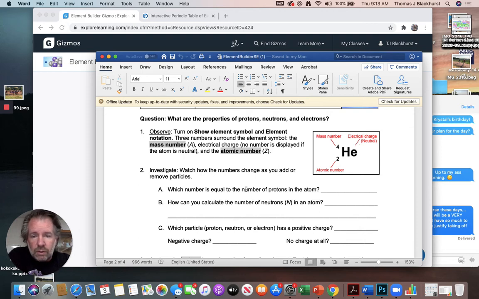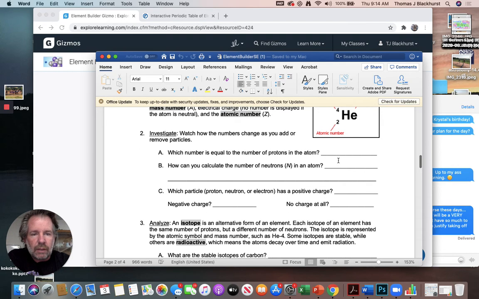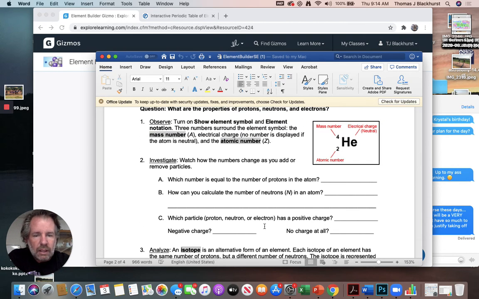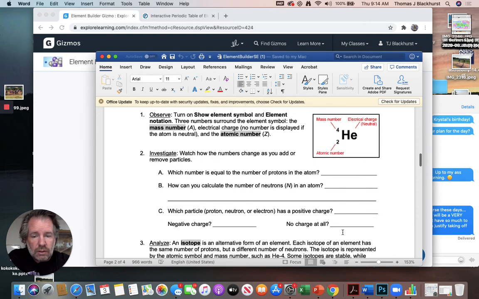But just kind of going through this, which number is equal to the number of protons in the atom? Number of protons, that's going to be my atomic number. So I would put 2 there. As far as how you can calculate the number of neutrons in an atom, you would take the atomic mass and subtract the atomic number, and this mass number, we've rounded that off. But 4 minus 2 is 2. Or you could just say you take the mass number and subtract the atomic number, and that will tell you the number of neutrons. And then as far as which particle has a positive charge, that is going to be the proton. Negative charge is going to be the electron, and no charge is going to be the neutron.